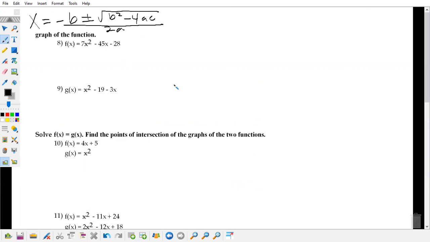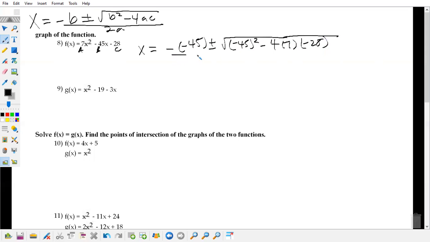We're going to do 8 together, and I'm going to let you do 9 on your own. Cool? So example 8, we're going to plug in. So this is my a, my b, and my c. So I have x equals negative b plus or minus the square root of b squared minus 4ac divided by 2a. Okay? And then now you're just going to start simplifying. All right? So now we're at the simplifying. You plug in and then simplify.